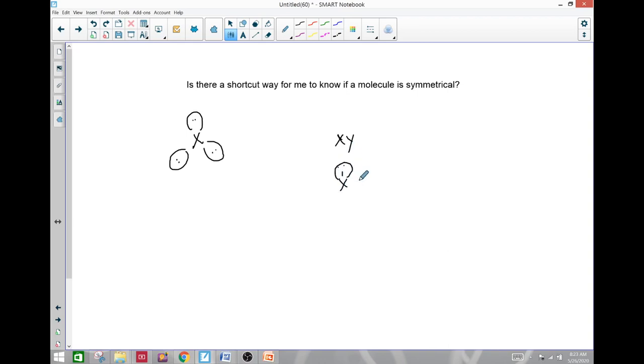Empty pair, empty pair. And it doesn't even matter how I draw this. I could draw this like this. It doesn't matter. It's actually looking like this. It's pushing away to get as much room possible. Let's put an atom in here. Let's put Y in here.